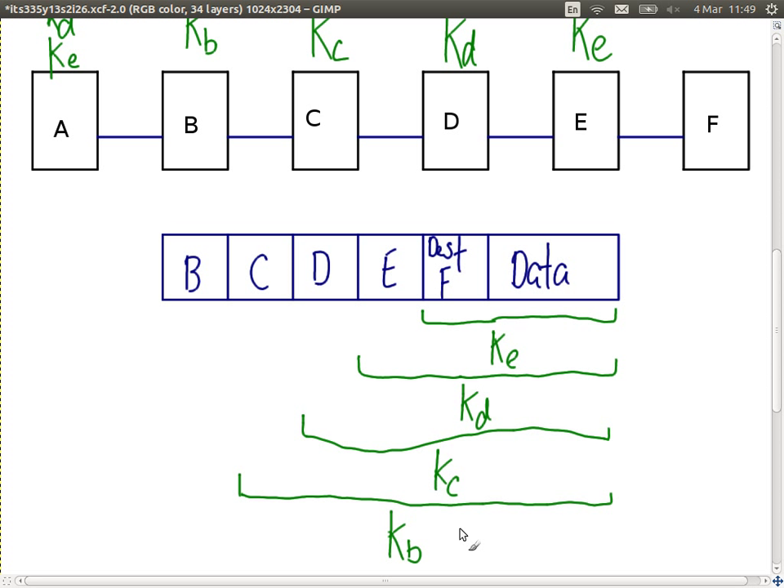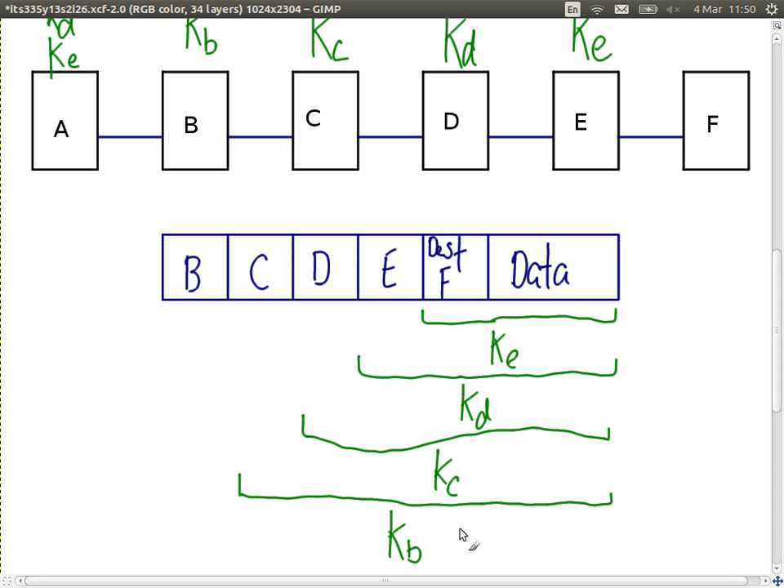If someone intercepts there, they would see just a message going from B to C. They don't know it came from A. Okay. So B sends on to C. C receives this part. It's the destination. It was encrypted with KC. C decrypts. It removes the header. And now we have destination D, and the internal part encrypted with KD.